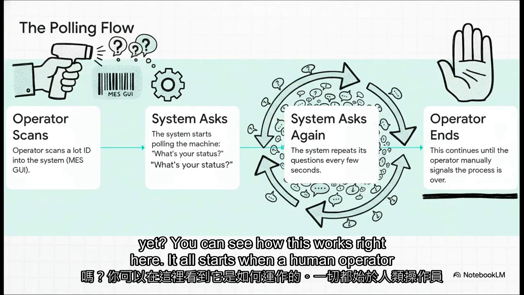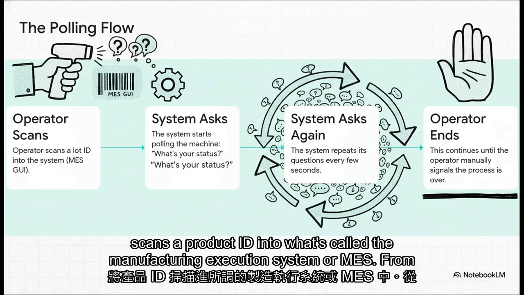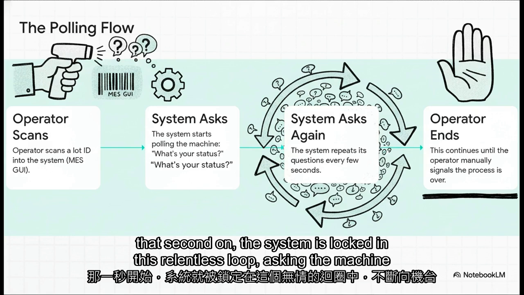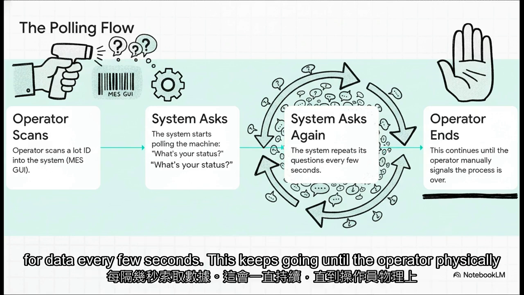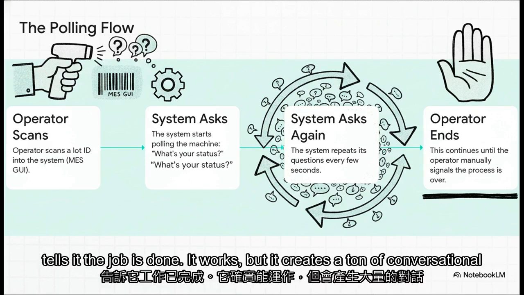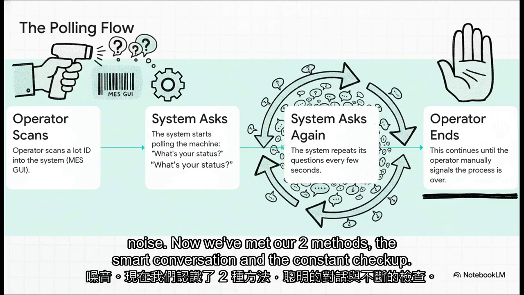And you can see how this works right here. It all starts when a human operator scans a product ID into what's called the Manufacturing Execution System, or MES. From that second on, the system is locked in this relentless loop, just asking the machine for data every few seconds, and this just keeps going until the operator physically tells it the job is done. I mean, it works, but man, it creates a ton of conversational noise.